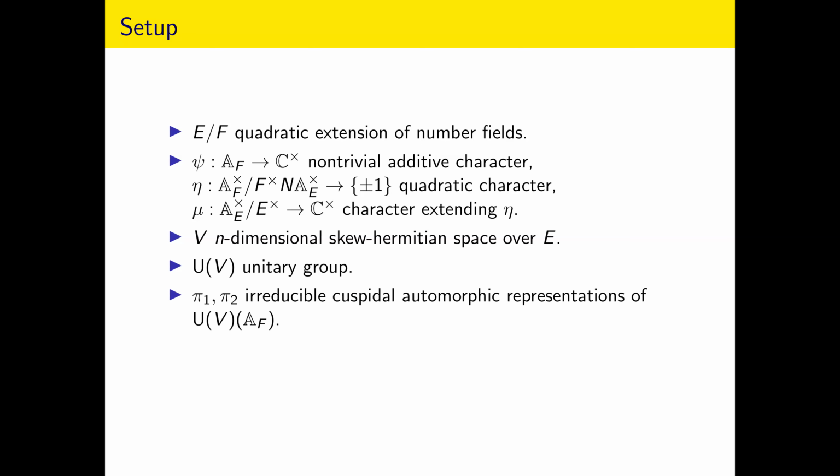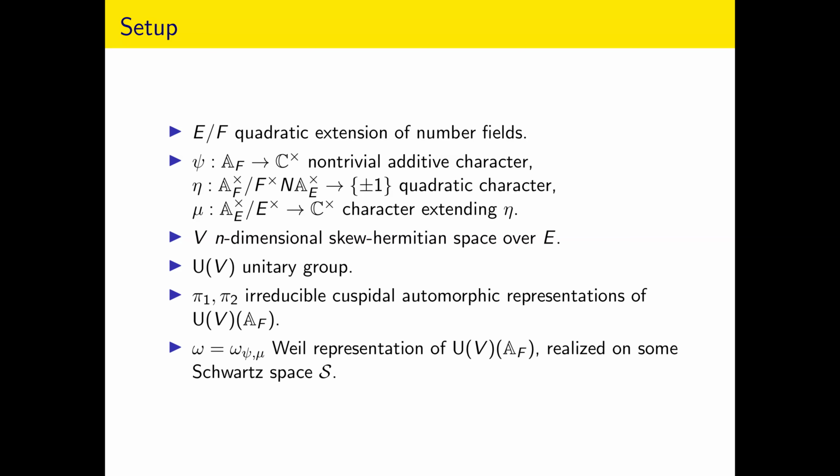Well, as before, we had F and G. Now we need two irreducible cuspidal automorphic representations of U(V). We also want to speak of the theta function, so we need a Weil representation, which we call omega. This is the Weil representation of the unitary group, realized on some Schwartz space. You should note that this Weil representation depends on two characters. One is the additive character, as always, and for unitary groups, an extra character is needed, which is this character mu.